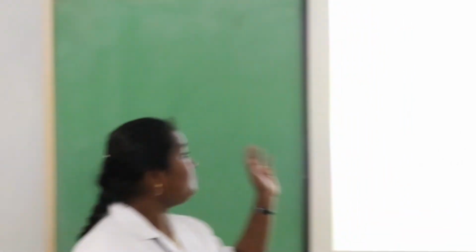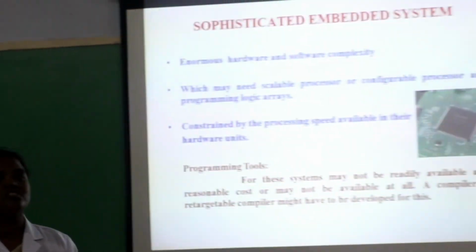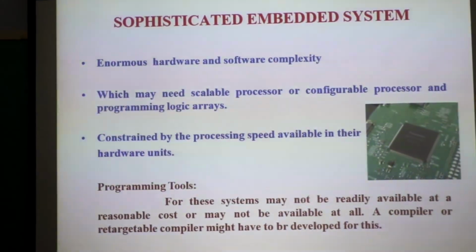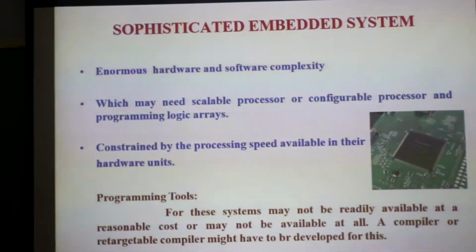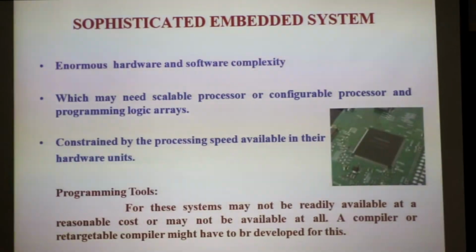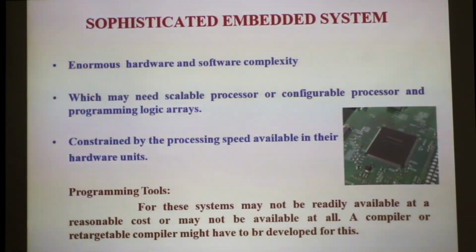Next one, sophisticated or large scale embedded system. It has enormous complexity in the hardware and software, and it uses a scalable processor or configurable processor and logic arrays. It is constrained by the processing speed available in the hardware units. So in the hardware units, the speed will be constrained for the large scale embedded system.